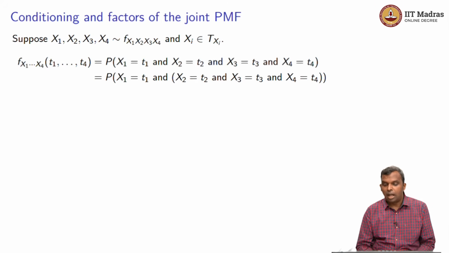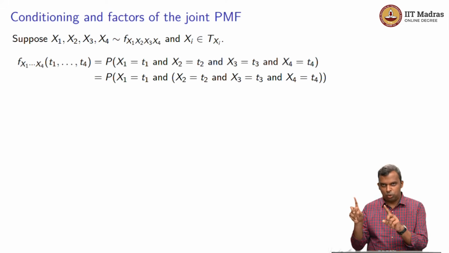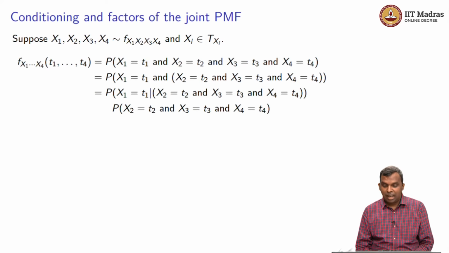Now I'll start putting these brackets. Notice this "and" is an "and" of everything together, so it doesn't matter if I take the "and" of x2, x3, x4 first and then do an "and" with this. It's the same, right? Everything has to be true. So now I have an "and" of 2 things and I can do conditioning. I can do the probability of x1 equals T1 given x2 equals T2 and x3 equals T3 and x4 equals T4, times the probability of x2 equals T2, x3 equals T3, x4 equals T4. I have achieved one factoring. I have written the joint PMF as the product of 2 things.